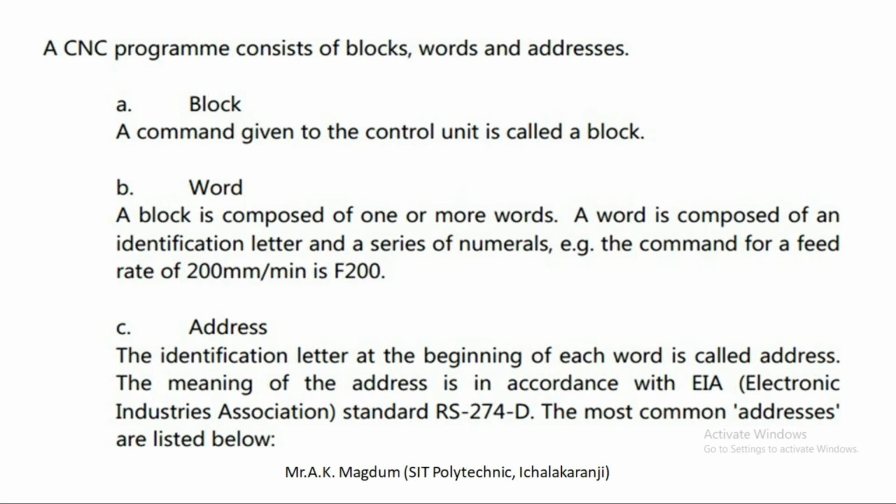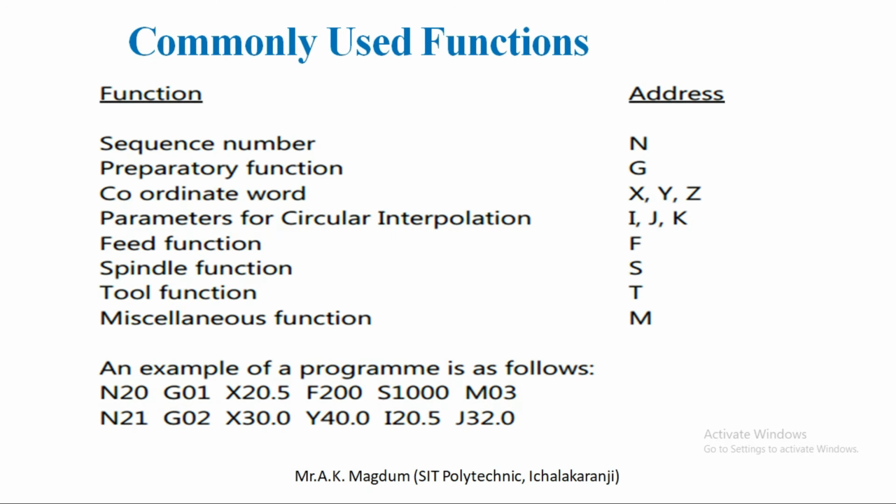There are various addresses, and we have listed them over here. First one is N. What is the function of the N address word? N is what the machine itself understands as the sequence number. Next one is G. G means what? That is the preparatory function.